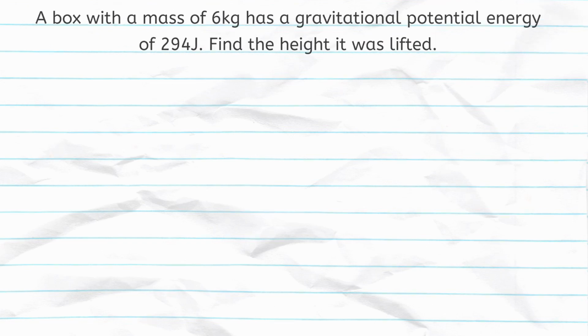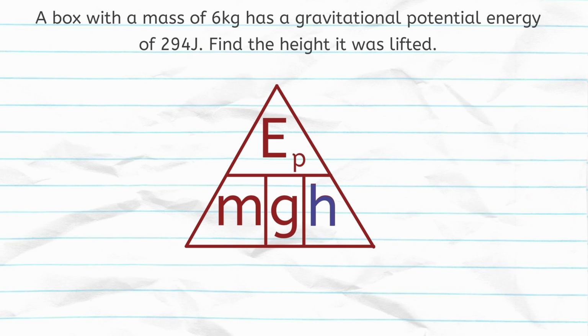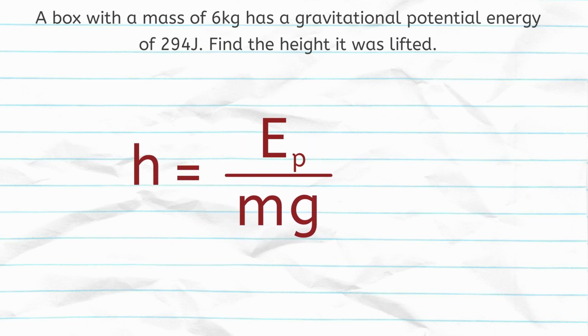Let's look at another question. A box with a mass of 6 kilograms has a gravitational potential energy of 294 joules. Find the height it was lifted. Looking at the formula triangle, we need to find the height. So we use the formula like this.